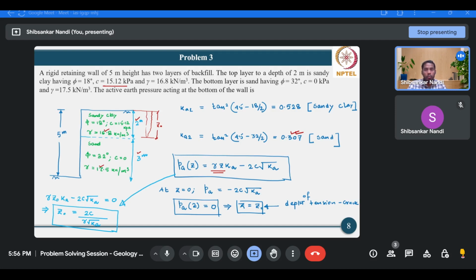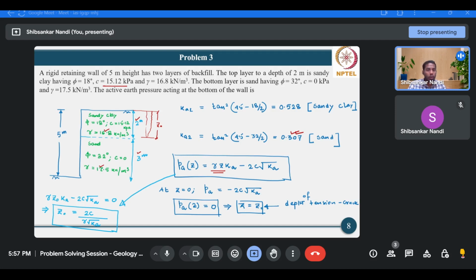If you were asked to determine the resultant active thrust, which is basically acting on the wall, in that case you have to first establish the entire active earth pressure distribution for the wall, and then you have to take the summation of these individual areas to get the final or the total active thrust.